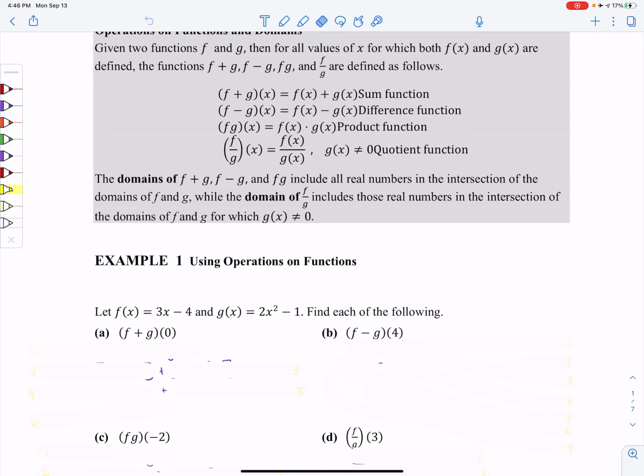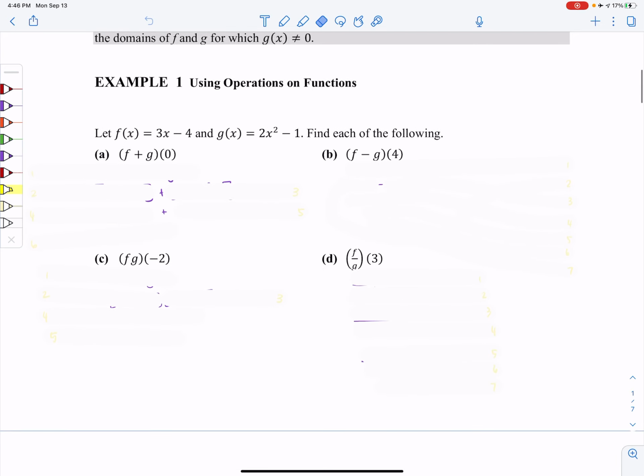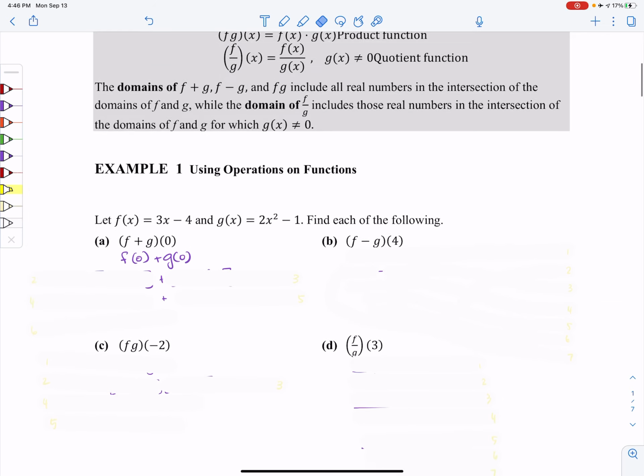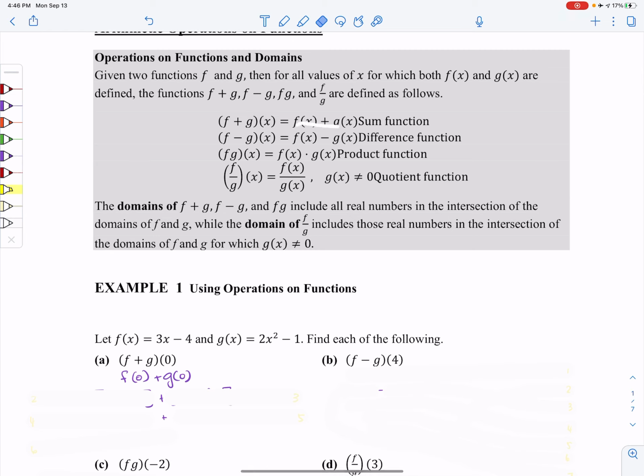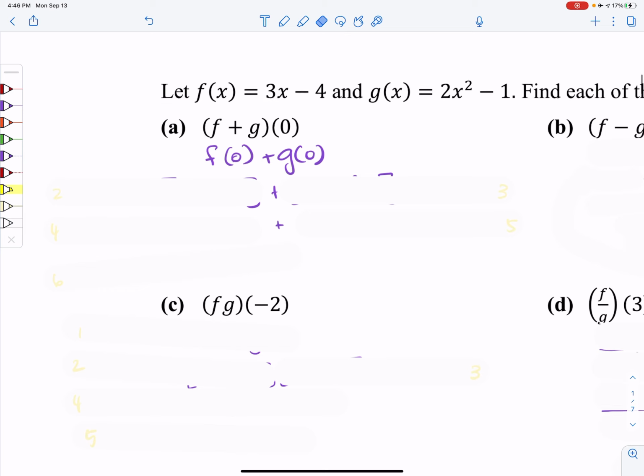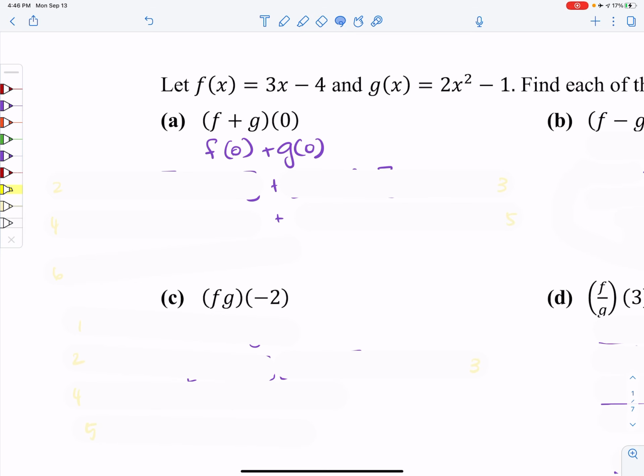All right, let's just jump right into some examples here. And you'll notice that for 4 examples, I'm supposed to add, subtract, multiply, divide. And the first thing that I'm going to do with part A is I'm going to write it in the method that I just got finished showing you is the best method. This one right here, where I'm looking at f plus g of x and turning it into f of x plus g of x. But this time I'm told what my x value is. I'm told that my x value is 0. So I'm going to write f of 0 plus g of 0.